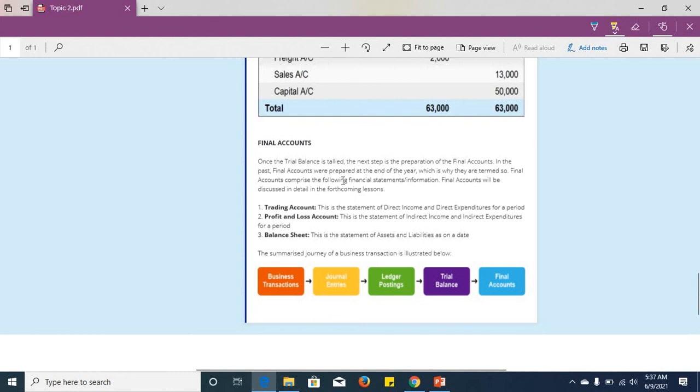So, final accounts comprise the following statements. Final accounts will be discussed in detail in the forthcoming lessons. So, what are the final accounts? Trading account, profit and loss account, and balance sheet. The trading account is the statement of direct income and direct expenditure for a period. The profit and loss account is the statement of indirect income and indirect expenditure for a period, and the balance sheet is the statement of assets and liabilities on a date.